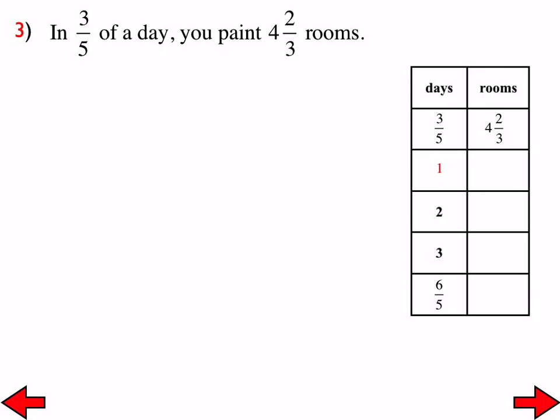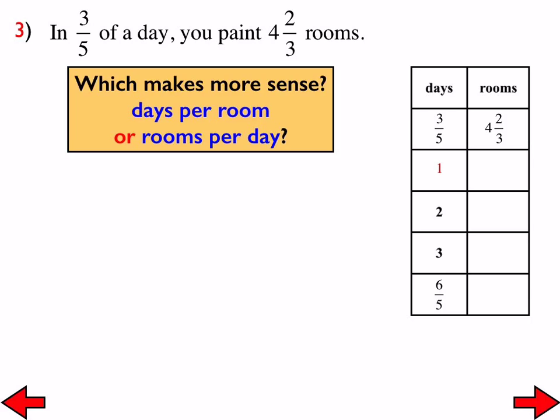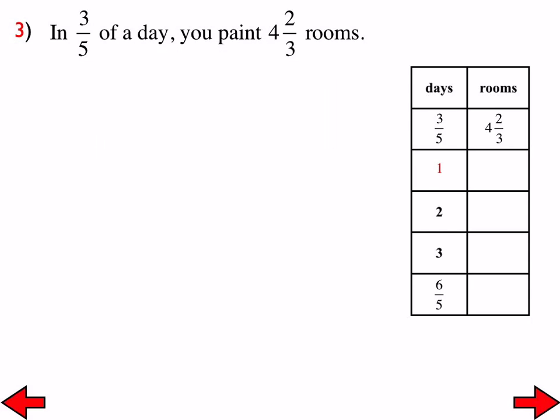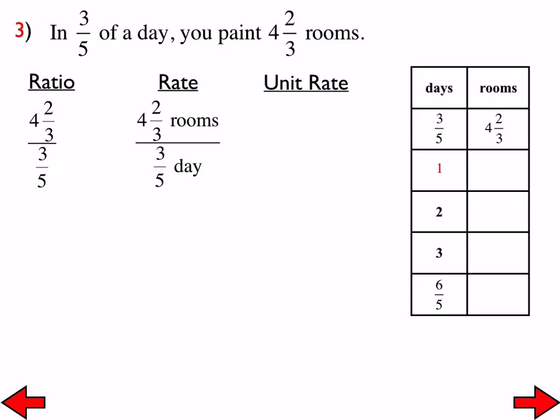In 2/3 of a day, you paint 4 2/3 rooms. The unit rate that makes the most sense is rooms per day. And so the ratio given within the problem is 4 2/3 over 3/5. The rate given within the problem is 4 2/3 rooms for 3/5 of a day. And then we convert that to a unit rate by dividing. So that's 7 7/9. I know some of you left it as 70 over 9. Same thing. Rooms per day.